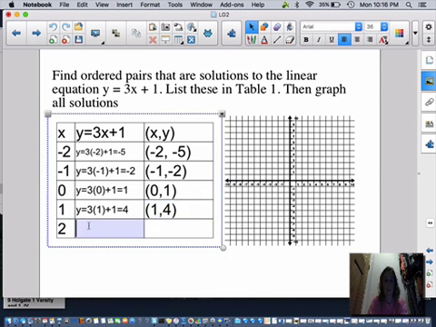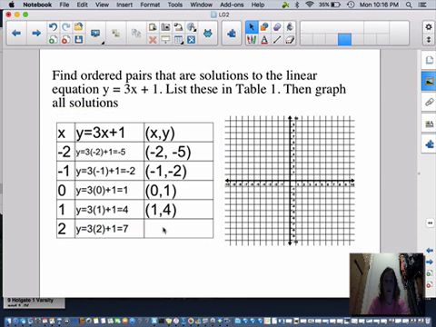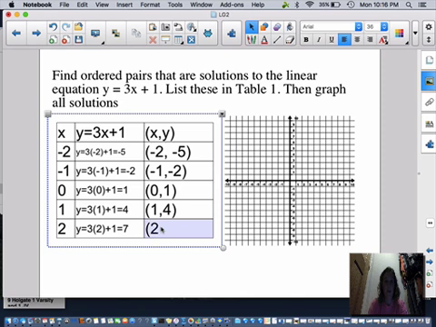And the last one. It's always nice to have 5 points. Then we know exactly which direction this graph is going. So 3 times 2 plus 1 equals, 3 times 2 is 6, plus 1 is 7. So our ordered pair here is 2, 7.